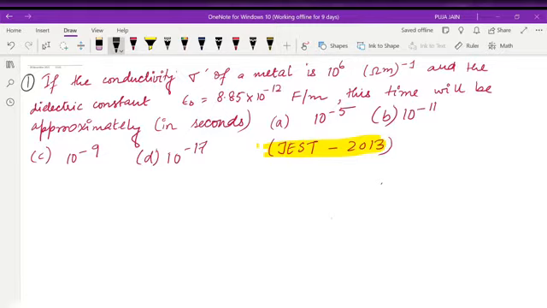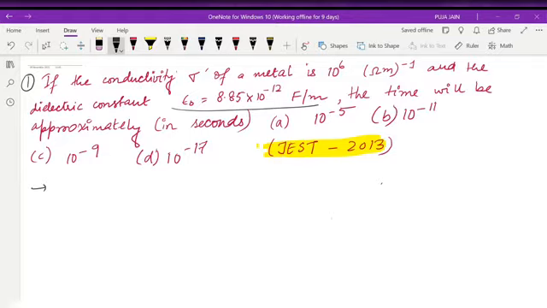So the question says that the conductivity sigma of a metal is 10 to the power 6 ohm meter inverse and the dielectric constant value is given. The time will be approximately, in seconds, and you have to find this. So how to solve this question? First we will read some of the theory, the concept behind this question.